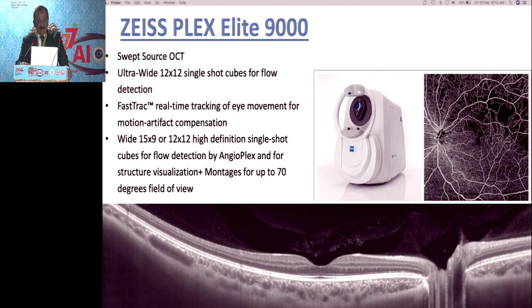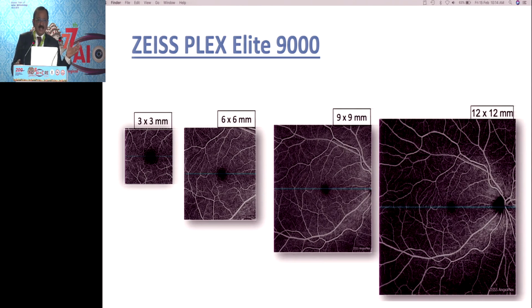I just want to touch on the Plex Elite, which is made by Zeiss. This is yet to be in the market; it's more of a research tool at this point, being used in select centers. It's a swept source OCT. It can give an ultra wide 12x12 single shot. It has a very fast image capture time, so even patient blinking or moving causes very little problem to the imaging. What is very important is that you're able to see the 12x12 area with so much clarity.